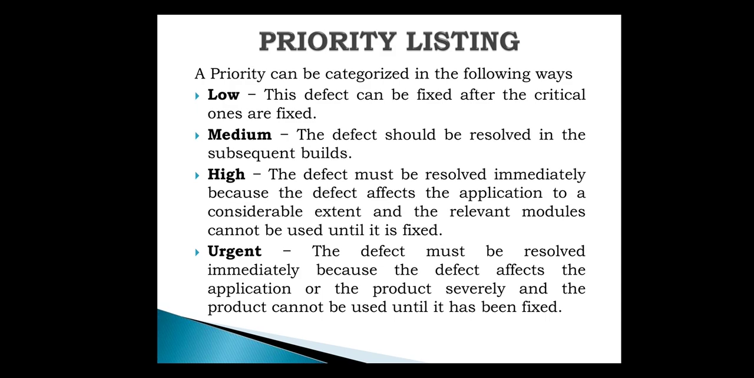If the priority is high, the defect must be resolved immediately because the defect affects the application to a considerable extent and the relevant modules cannot be used until it is fixed, right? Next is urgent. The defect must be resolved immediately because the defect affects the application or the product severely and the product cannot be used until it has been fixed. So it is called urgent. Unless the module is fixed, we cannot proceed further. So its severity is urgent, its priority is urgent.